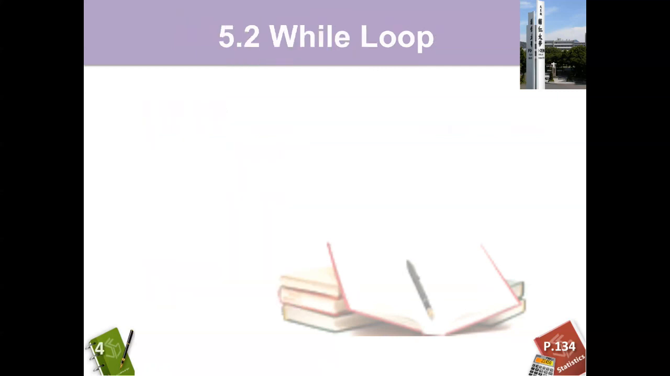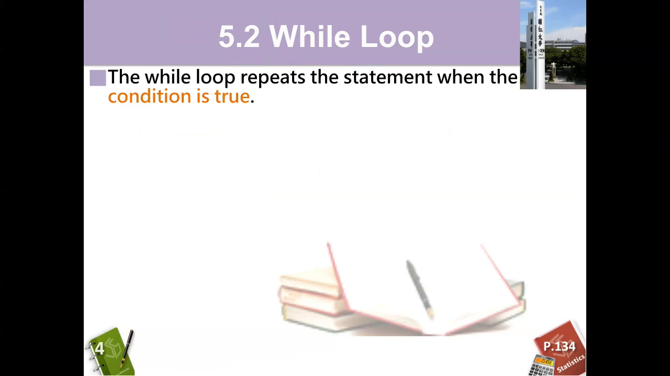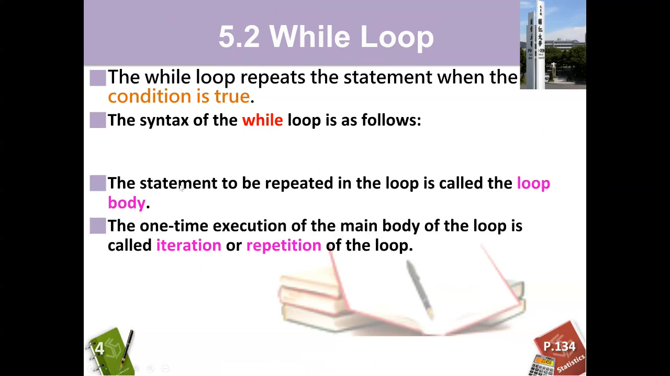So now we will introduce what the while loop is. The while loop repeats the statement when the condition is true. The syntax of a while loop is as follows. Please make a note, right? First, the statement to be repeated in the loop is called the loop body. One-time execution of the loop body is called an iteration. Iteration is a special keyword in programming, right? Iteration means you do the thing once, or we can also call that a repetition of the loop.